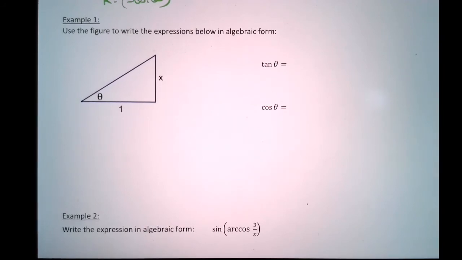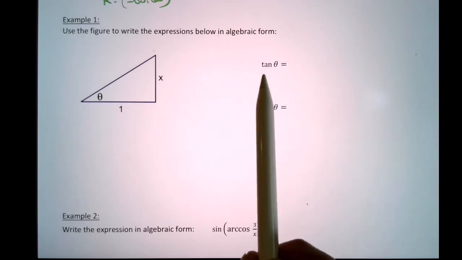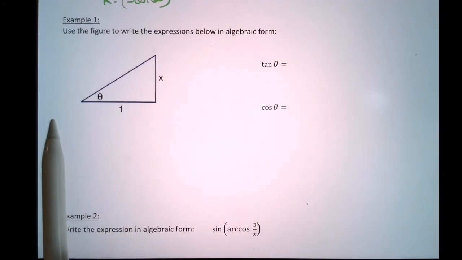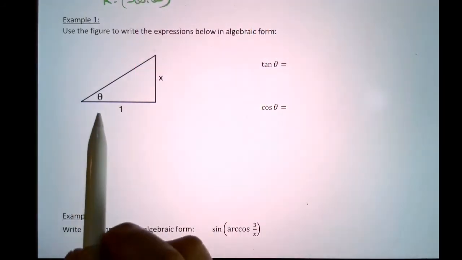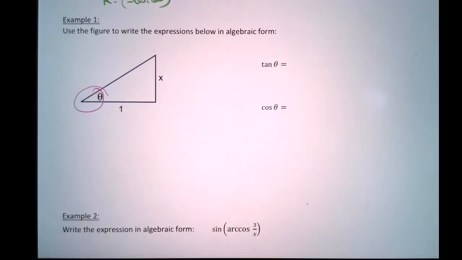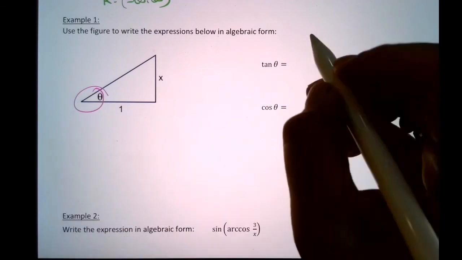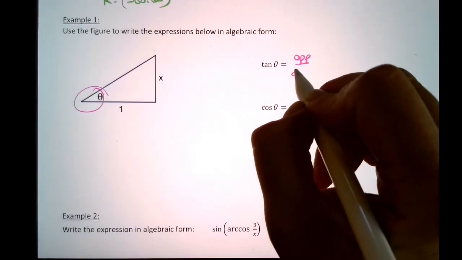I might as well mention it. Okay. We're going to use this figure to write expressions in algebraic form for tangent of theta. So here's my picture, and I'll just switch colors. Here's your angle. Tangent, remember, is opposite over adjacent.